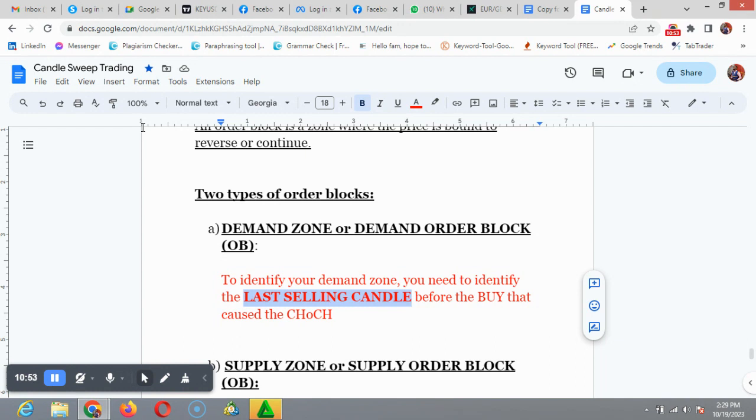To identify your demand zone, you have to identify the last selling candle before the buy that caused the church, right? So you have to identify the last selling candle before the buy that caused the church. So let's go back to the chart and let's illustrate this.